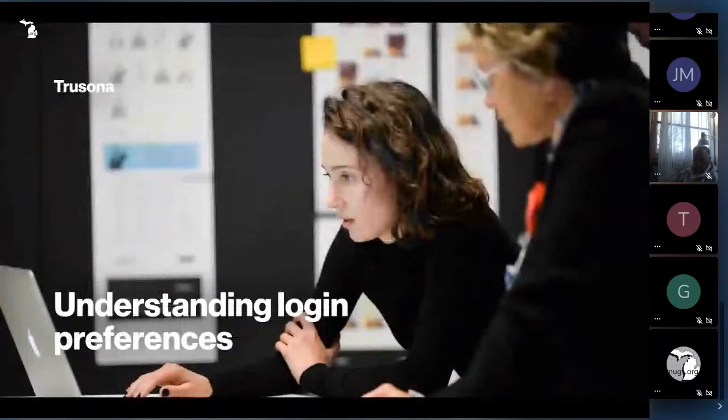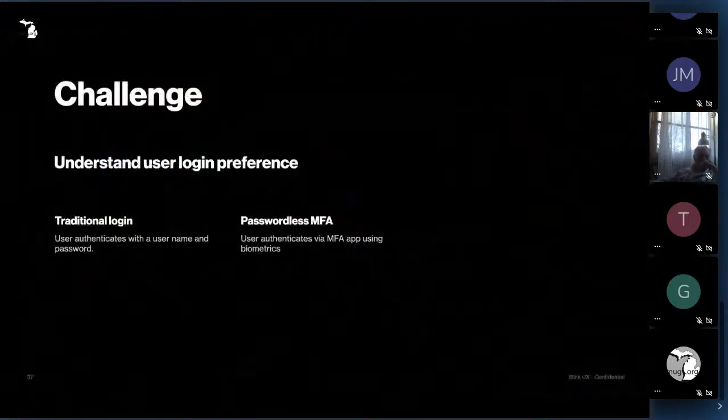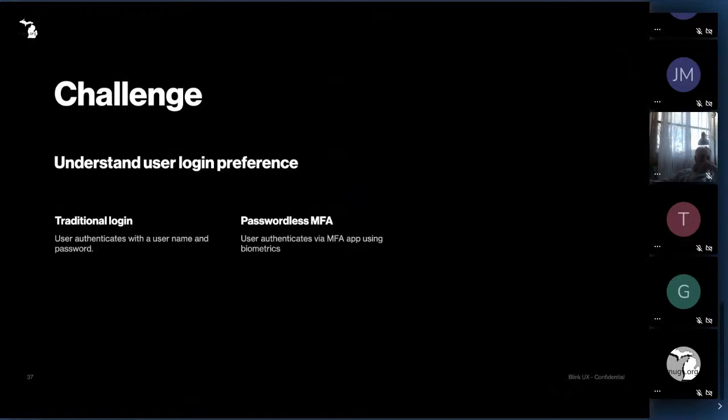So one example here, we worked with a company called Trusona to really understand people's login preferences. In this case, Trusona creates a passwordless multi-factor authentication that a company might use to allow people to log in with biometrics using their app. And we would then compare this to what we think of as a traditional or classic login. That is what we're all often familiar with, where you type in a username or an email and then a password.